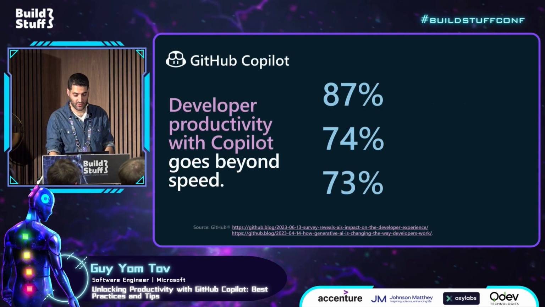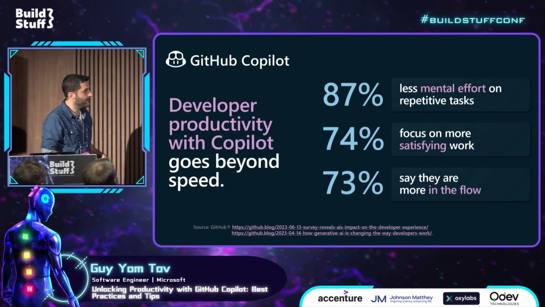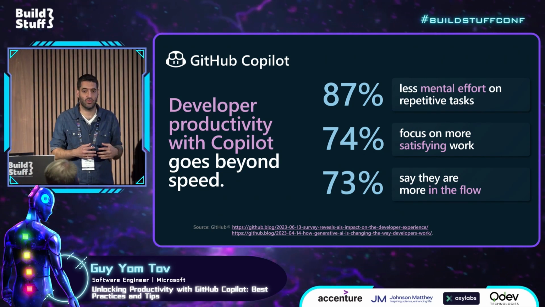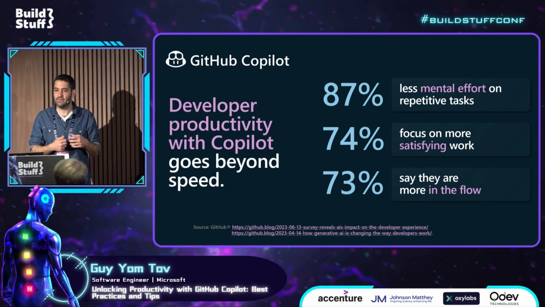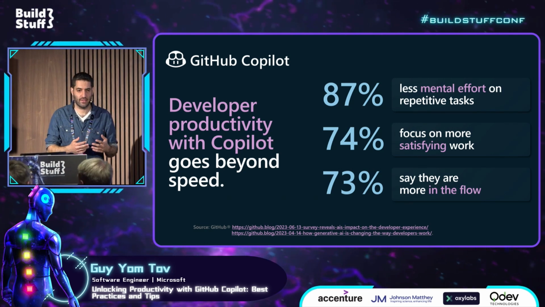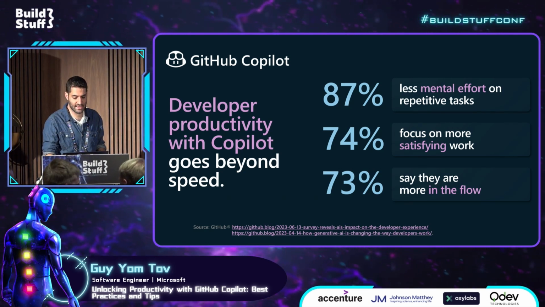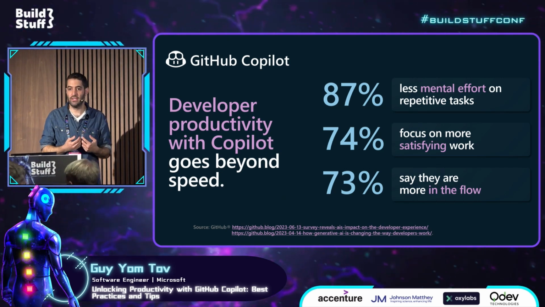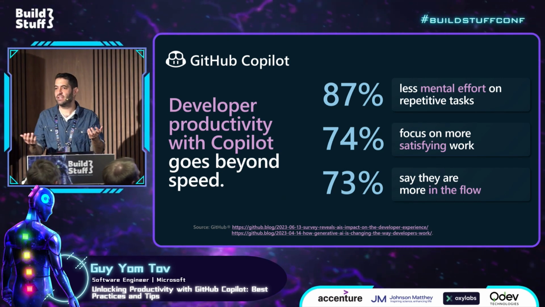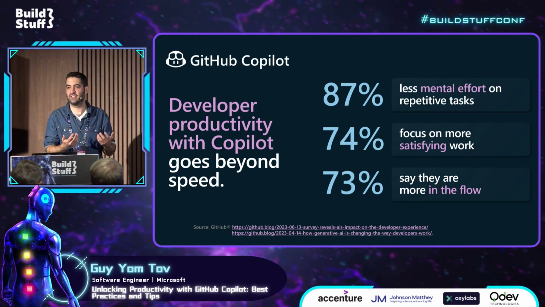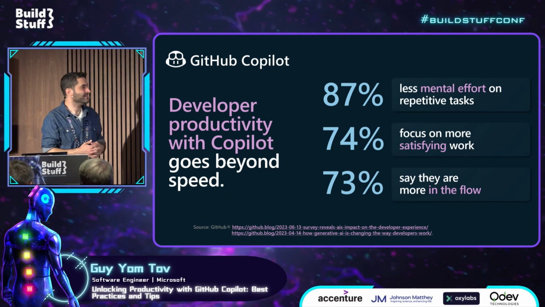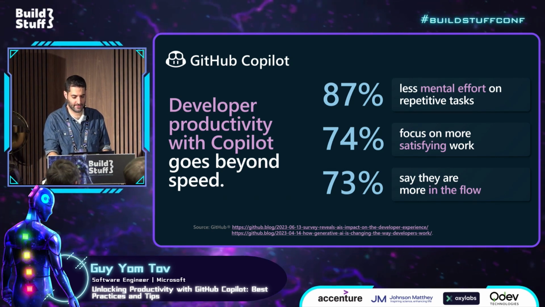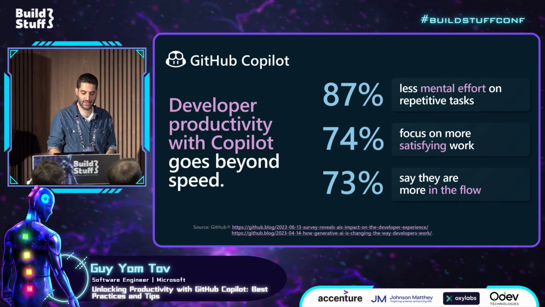Other studies have also shown that 87% have less mental effort on repetitive tasks, like writing unit tests, for example, as I mentioned. 74% can focus on more satisfying work, because once you let the AI do the things that you're less satisfied with, you're left with more things that you like. And 73% said they're more in the flow.